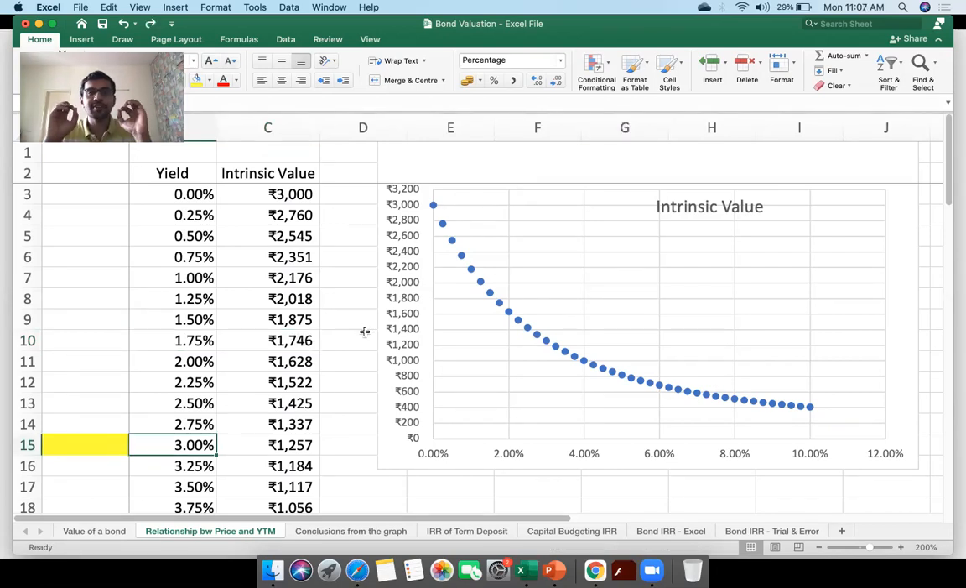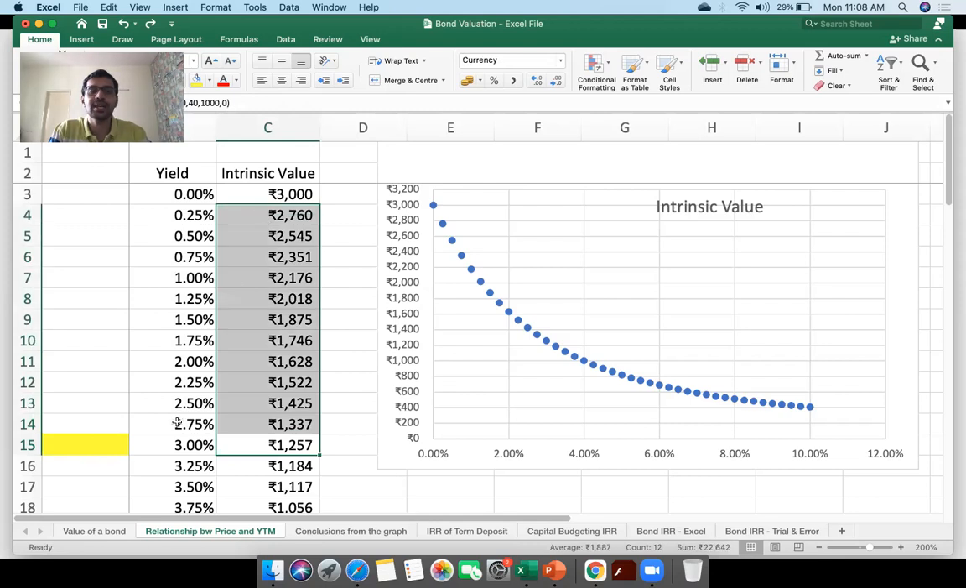I've communicated about three to four things in this session. One, the bond yields and intrinsic value are inversely related. It is a curve and not a straight line. Number three, it is a convex curve, and it is a downward sloping curve because yields and intrinsic value are inversely related. Meaning, when yields decrease, intrinsic value increases. When yields increase, the intrinsic value keeps falling.